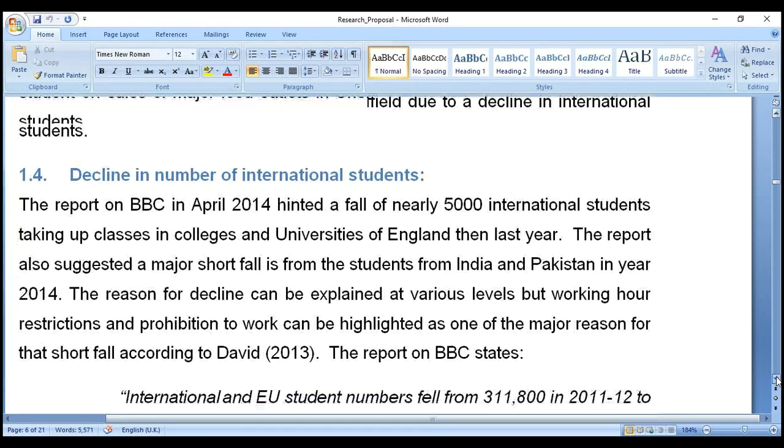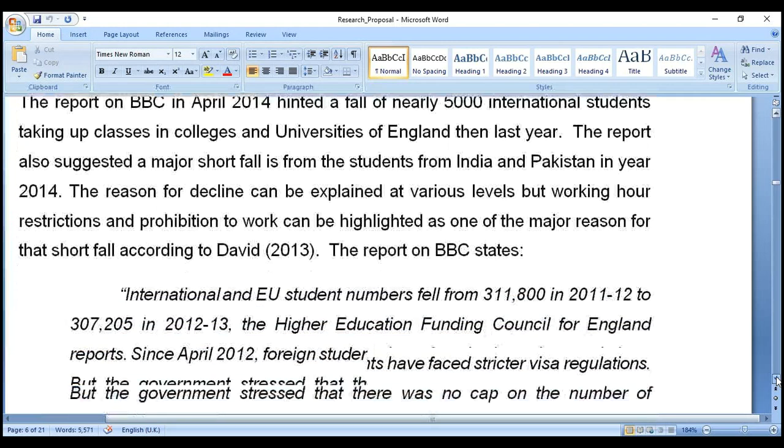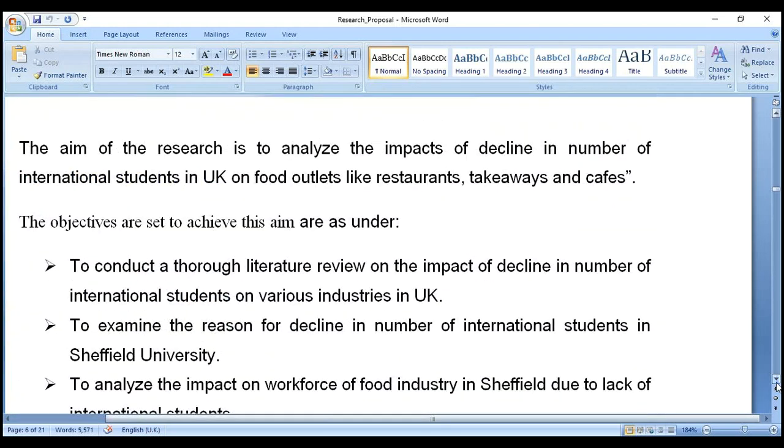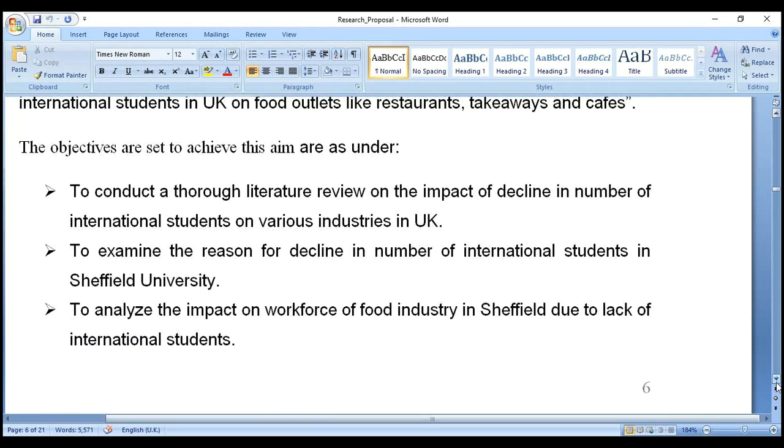Okay, any question? No. Okay, so you will see the aims and objectives. The aim of this research is to analyze the impact of the decline in the number of international students on fast food outlets like restaurants, takeaways and cafes. You can go into the specific ones you want, more recently McDonald's, KFC or Burger King. Maybe you can pick three.